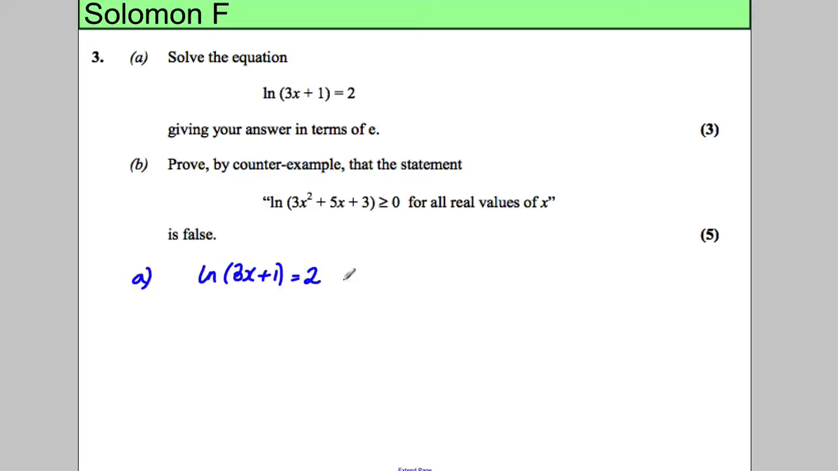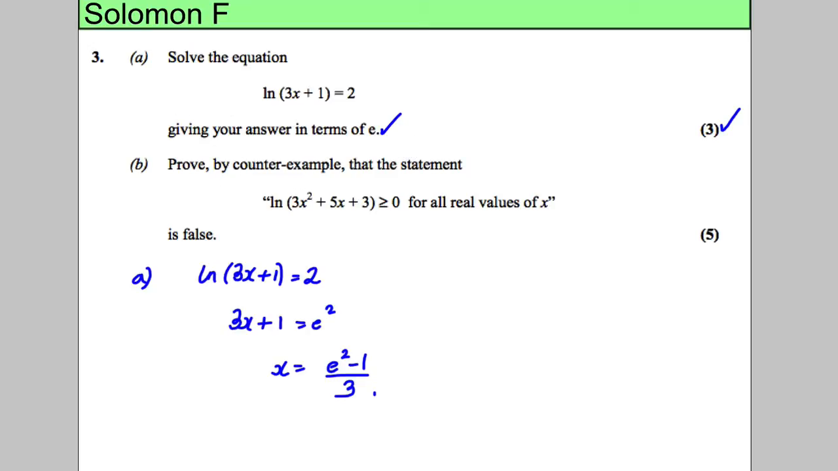We can take exponentials of both sides, so that 3x add 1 is e squared, and we can solve for x by subtracting 1 and dividing by 3. x would be e squared subtract 1, divided by 3. Very straightforward for 3 marks there, and you've left your answer in terms of e.